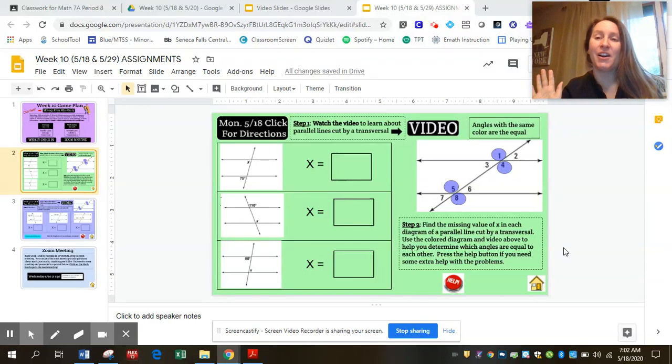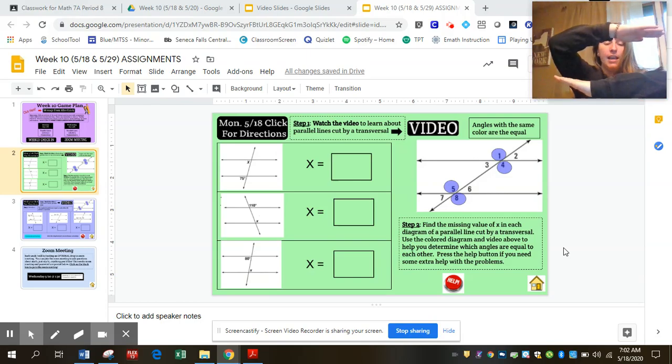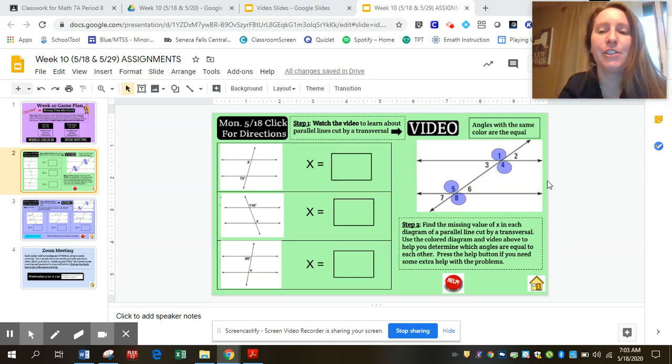All right, welcome to our last week of angles. We're going to be talking about parallel lines cut by a transversal. So you guys know what parallel lines are. They are two lines that will never, ever, ever touch. They look like railroad tracks. And basically, a transversal is just a line that cuts through those two lines.